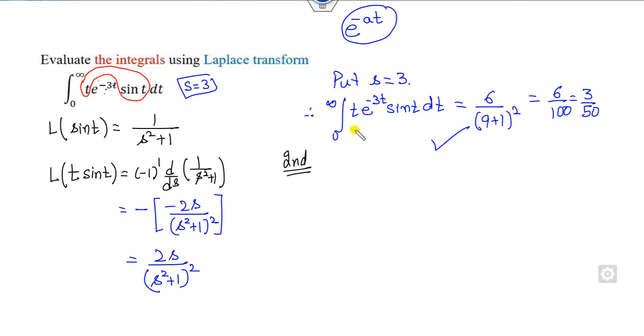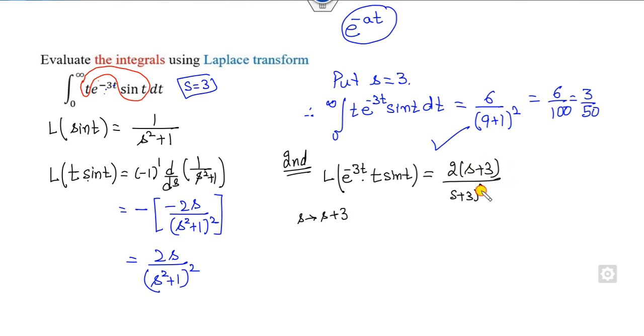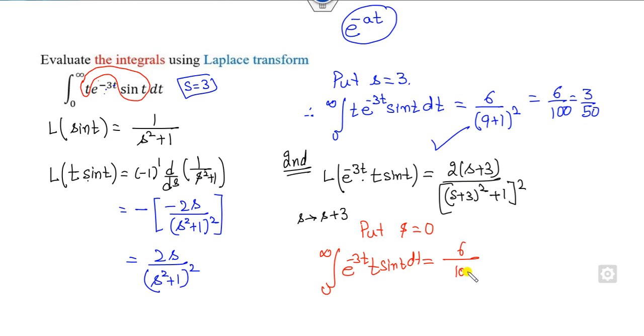The second method is, if you don't want to substitute s, you can find the Laplace of this directly. I can use the first shifting theorem. I have to replace s with s minus a, that is s plus 3, over s plus 3 square plus 1 whole square. Then because we have computed all the Laplace, you can substitute s equal to 0. So the left hand side, the integral of t e raised to power minus 3t sin t dt, will be 6 over 100 again. So 3 over 50 is my right answer.